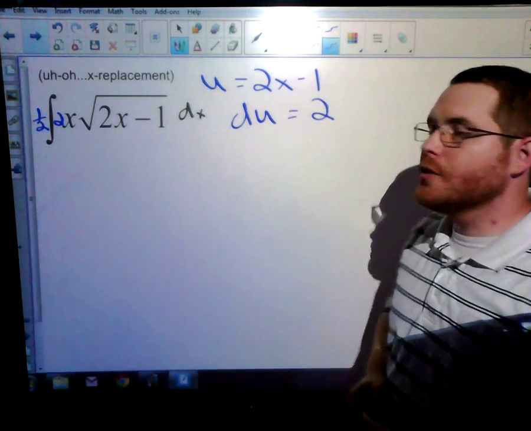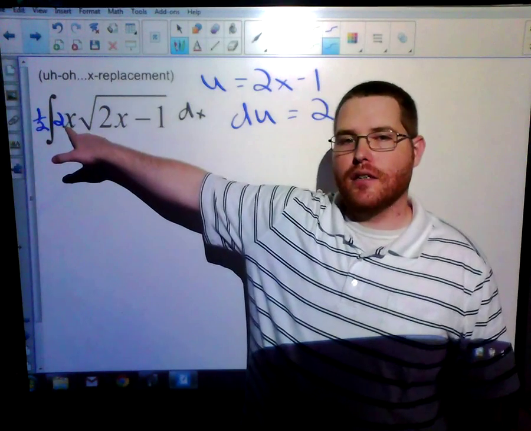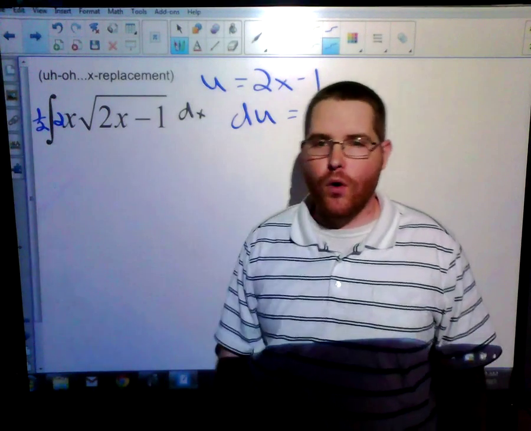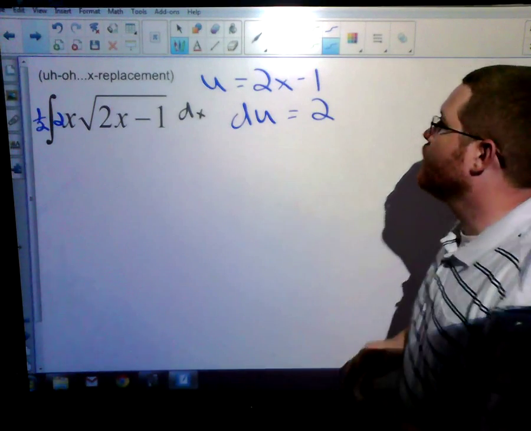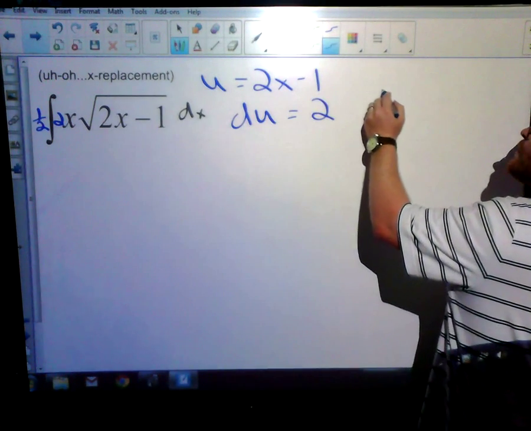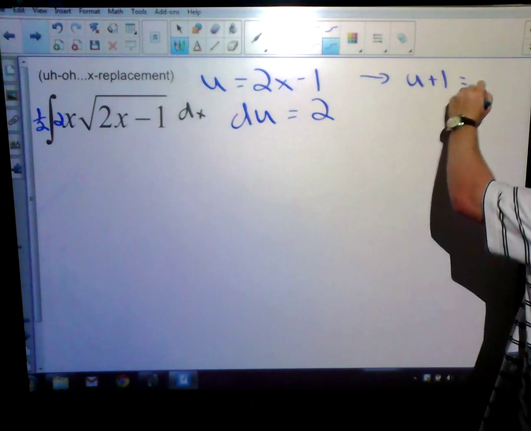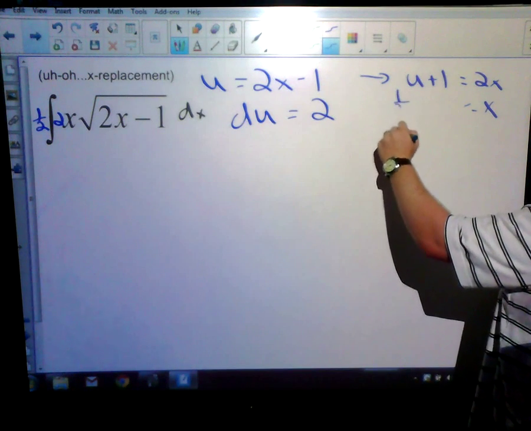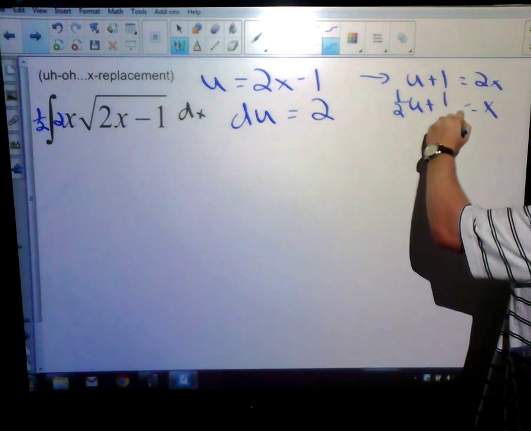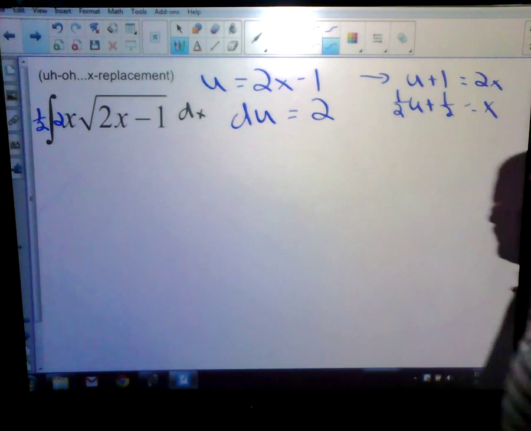But what is still in the problem that we can't get rid of? I have an x here. I can't cancel it out by putting a 1 over x there, because 1 over x might not exist. So if u is 2x minus 1, then u plus 1 equals 2x. So x equals 1/2 u plus 1/2.